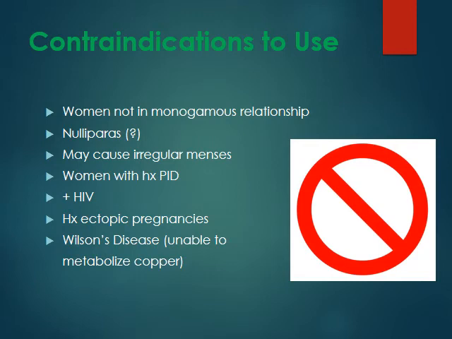Wilson's disease, which is just some guy named Wilson decided to call it after himself, but that's where they cannot metabolize the copper. So the copper IUD would be contraindicated for those patients.